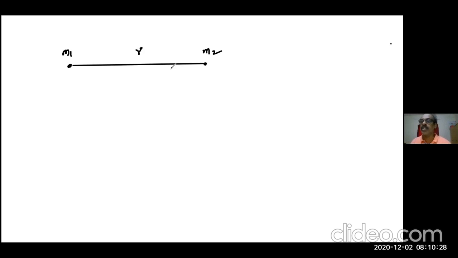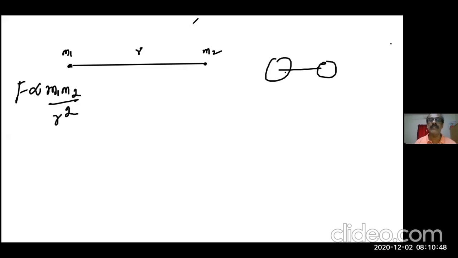So according to Newton's law of gravitation, the force of attraction F between these two bodies is directly proportional to the product of their masses and inversely proportional to the square of the distance between them. If it is an extended body, we take the center of gravity for that purpose. This is Newton's law of gravitation. Now, if M1 increases, naturally the force will increase. If M2 increases, the force will increase. R increasing, why is this R squared? That's another question.